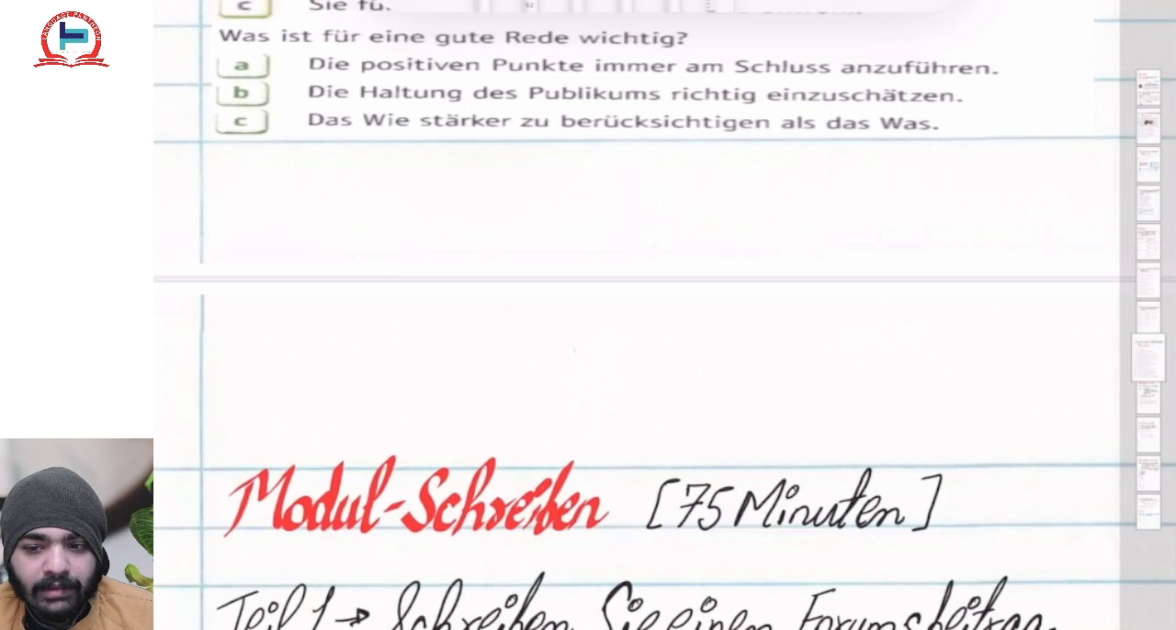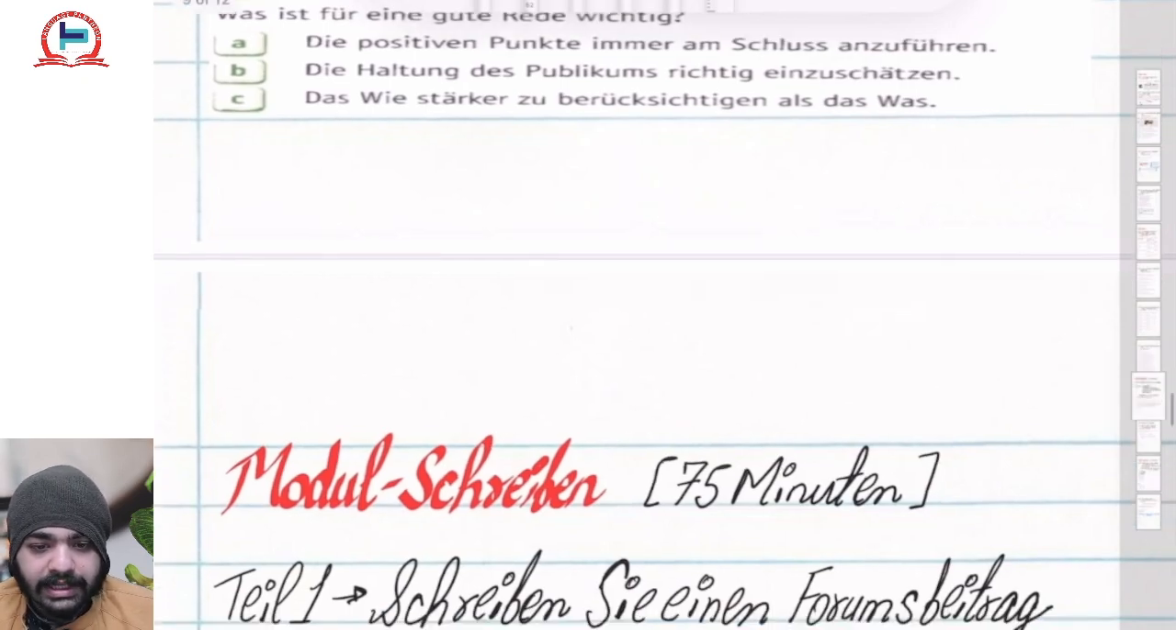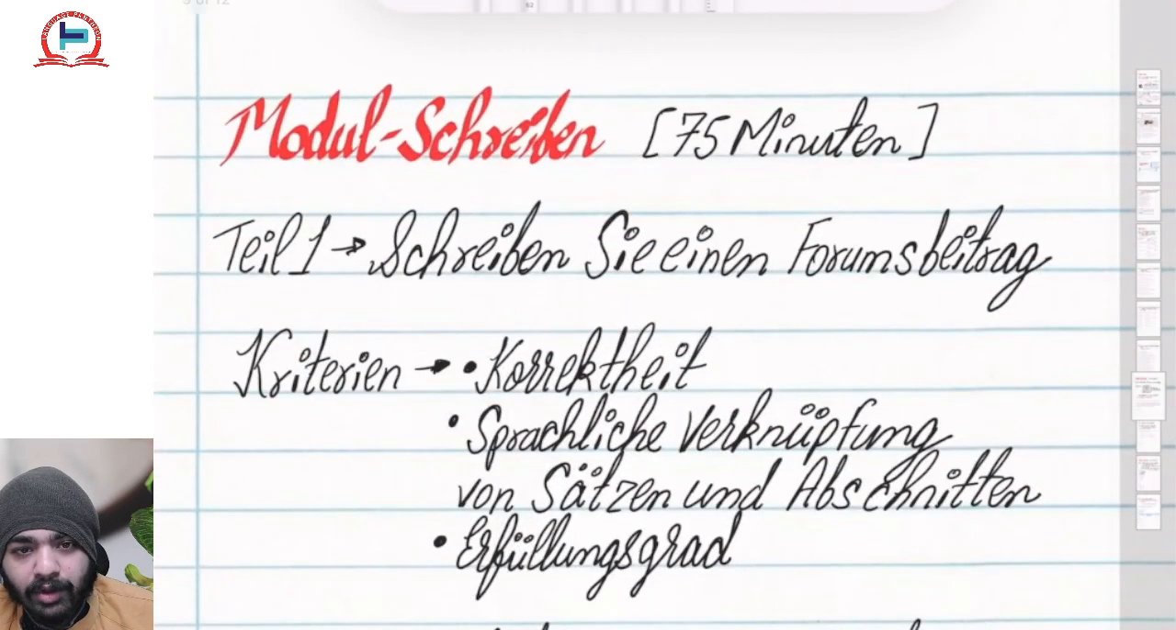Okay. Now coming to Modul Schreiben. Für Modul Schreiben bekommt man 75 Minuten. You get a total of 75 minutes. And again, it's entirely up to you how you use that time, for which part you use how much time. But it is suggested to use about 50 minutes for Teil 1, for part 1, and 25 minutes for Teil 2, part 2. Okay. In Teil 1 schreiben Sie einen Forumsbeitrag. You have to write a forum post.